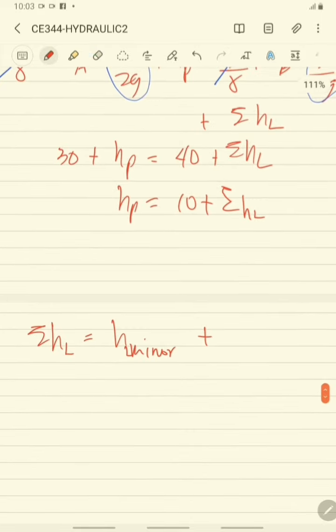Okay, head loss for minor and head loss for major losses. So for minor losses, we have to check what the minor losses are, and for the head loss for the major losses, these are the head loss of the pipes due to friction. For minor losses, these are the losses at the entrance, the loss at the discharge part, and loss due to fittings, pipe fittings.